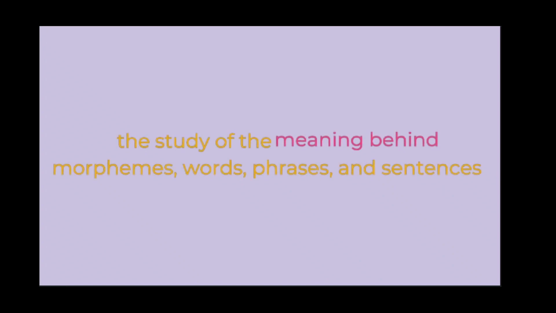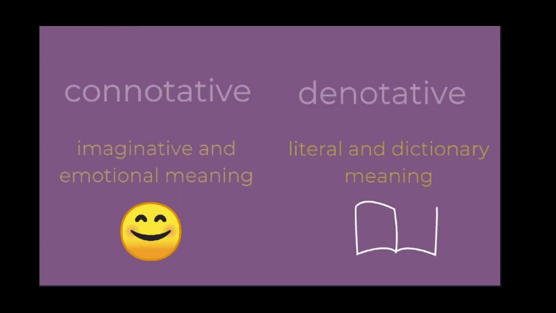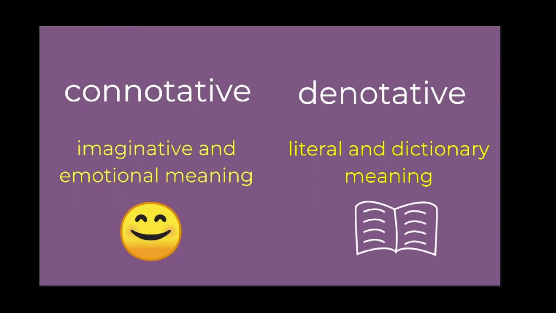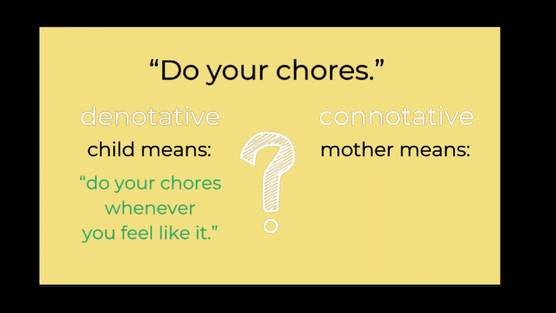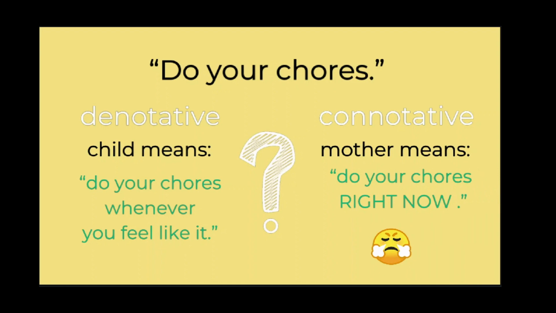Semantics is the study of the meaning behind morphemes, words, phrases, and sentences. The 2 types of semantics are connotative and denotative. Connotative expresses imaginative and emotional meanings, while denotative expresses the literal and dictionary meaning. For example, in everyday use, a child might make use of semantics to understand a mom's directive to do your chores, as do your chores whenever you feel like it. However, the mother was probably saying do your chores right now.